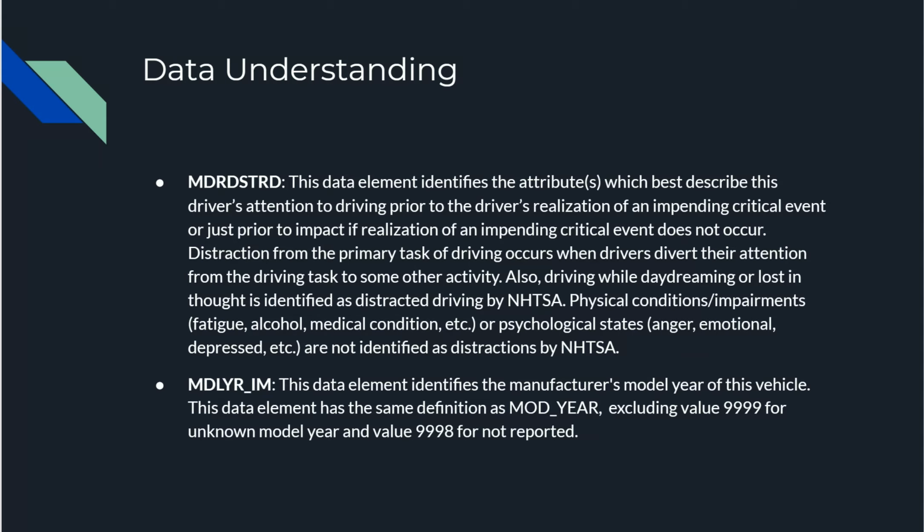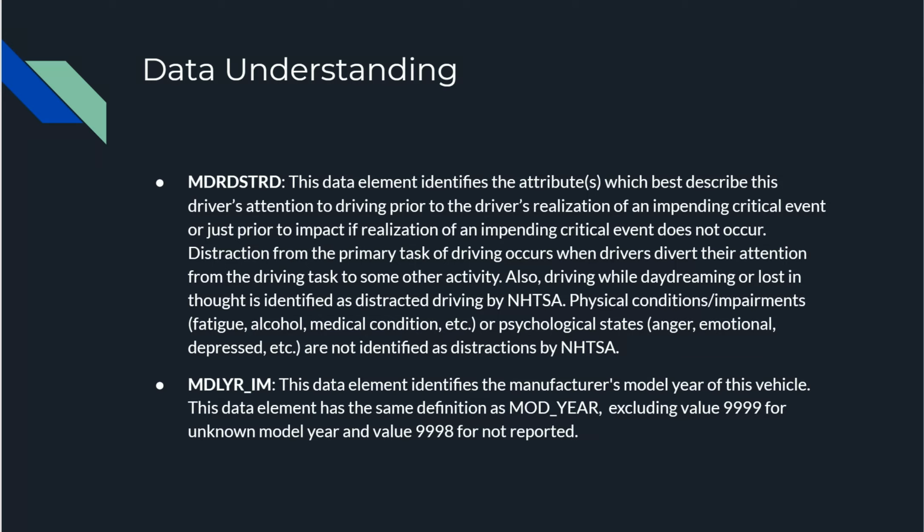MDRDSTRD. This data element identifies attributes which best describe this driver's attention in driving prior to the driver's realization of an impending critical event, or just prior to impact if realization of an impending critical event does not occur. Distraction from the primary task of driving occurs when drivers divert their attention from the driving task to some other activity. Clearly, this is an important variable that needed to be in this model.